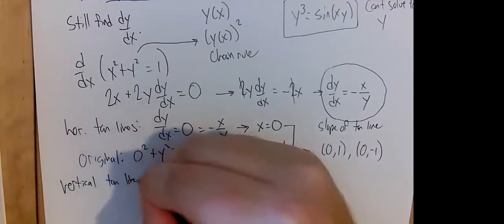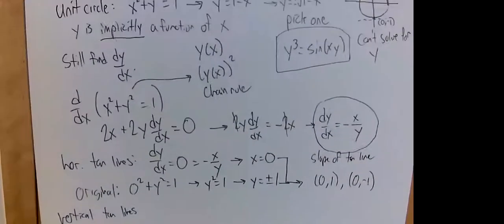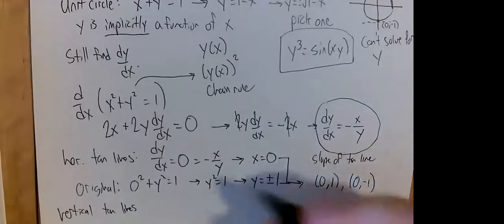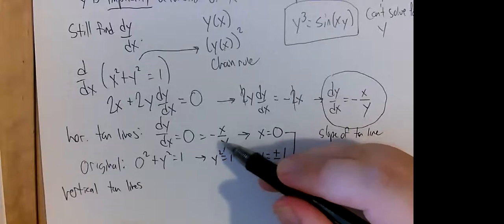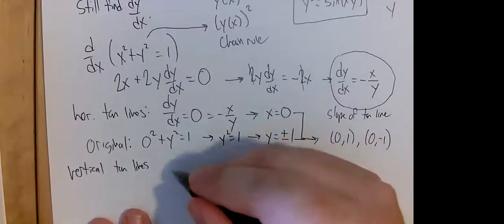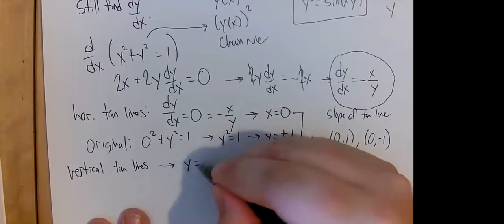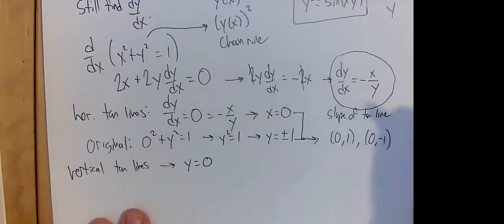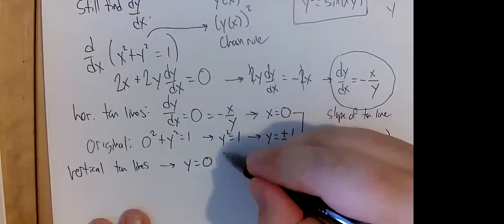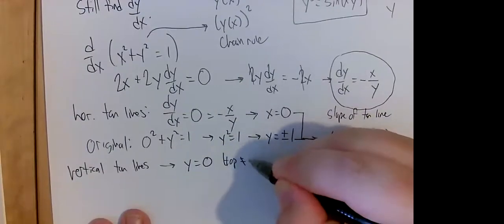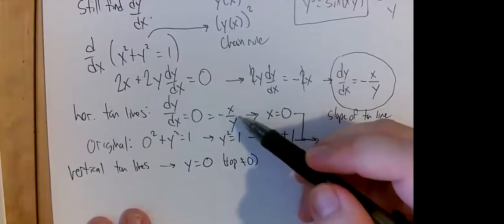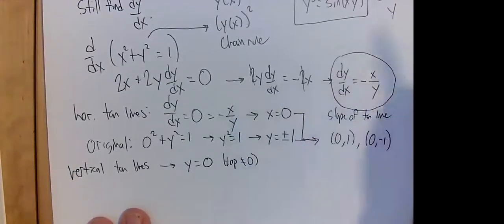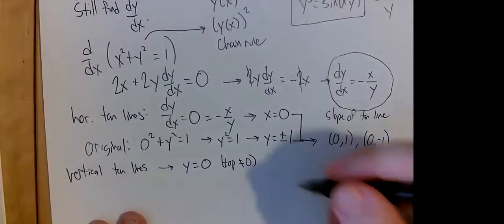vertical tangent lines. So vertical tangent lines occur as the derivative tends to infinity, or another way you can imagine this is that your denominator goes to 0. So we're looking for all of the instances where y is going to equal 0. And we also need to make sure that the top is not equal to 0. If they're both equal to 0, we need to simplify this in some way in order to see whether it's a horizontal or vertical tangent line.